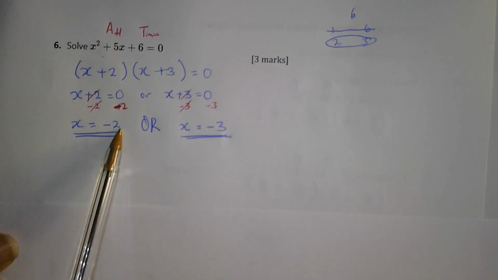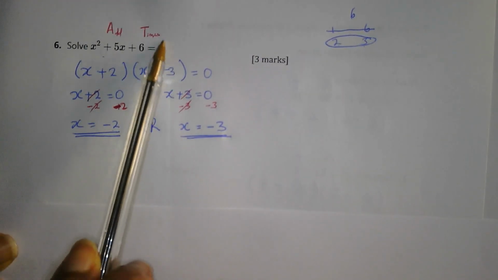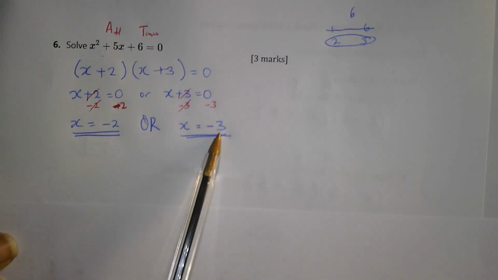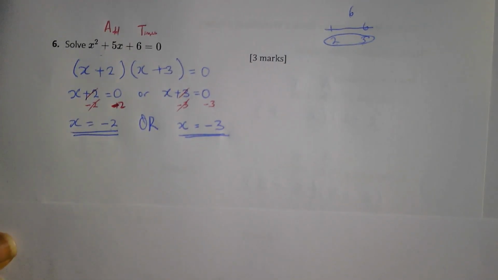If you substitute x equals negative 2 into this equation, it would give you 0. Same thing, if you substitute negative 3 into here, you will get 0.